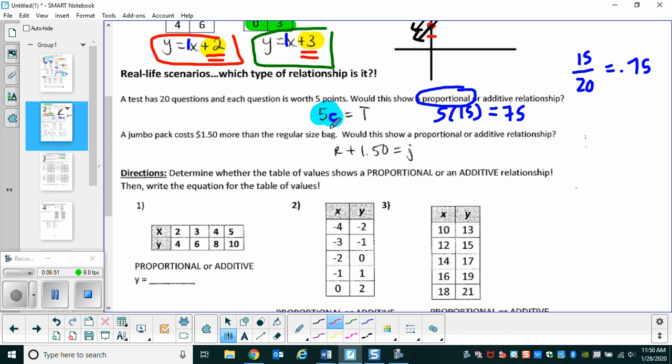Now, if you have a regular size bag and a jumbo pack costs $1.50 more than that, you've got your regular size and you're adding $1.50 to get the price of the jumbo pack. So because we're adding a constant here, that's going to be an additive relationship. So if you're multiplying, you're dealing with proportional thinking, and obviously if you're adding, you're dealing with an additive relationship.